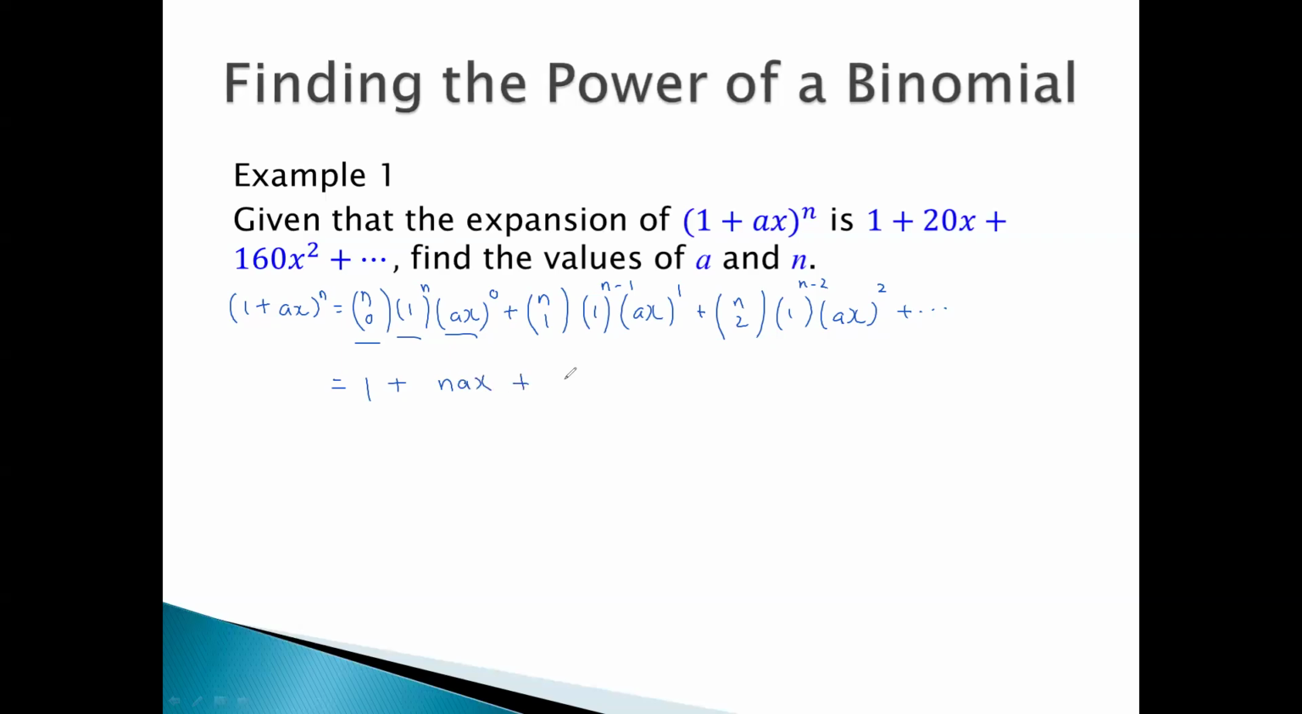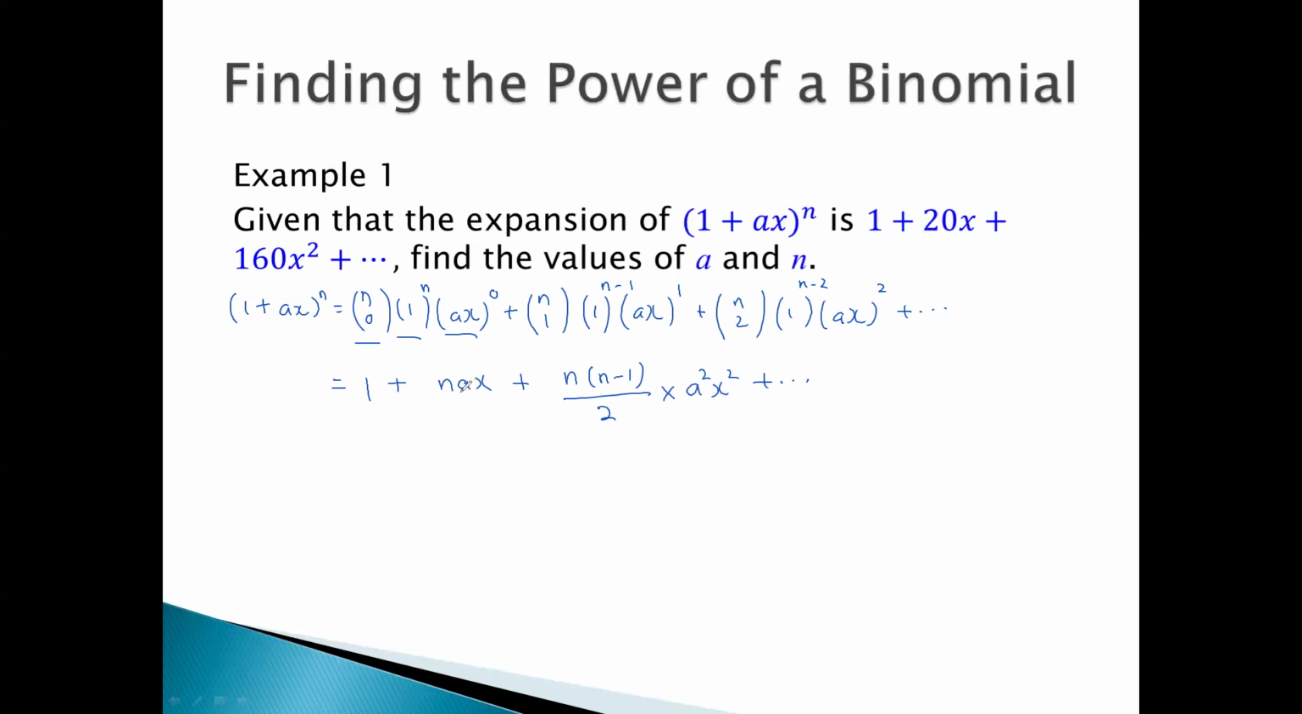And then what's n choose 2? This is the important one. n times (n minus 1) over 2 times 1, but I'm just going to write 2. 1 to the power anything is 1, so I'm not going to write it. Then times a squared x squared, plus dot dot dot. Let's not forget that. Now we can compare these 3 terms to this 1 + 20x + 160x².